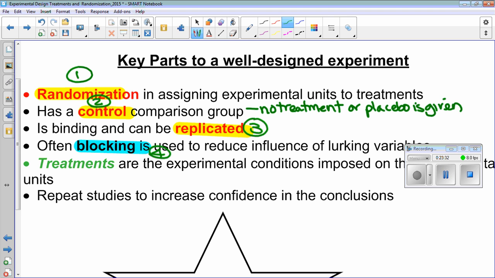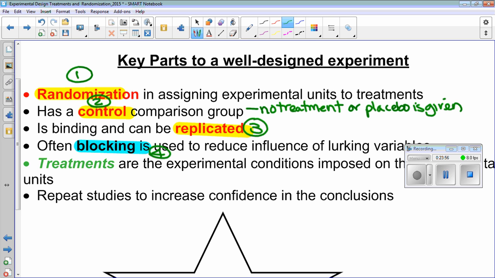That would be a control group. So there's just no treatment, or there's a fake treatment. Either one would be considered the control group. Okay? And you need a control group to act as a comparison. Sometimes people act as their own controls, and we'll talk about that after your quiz on Monday.